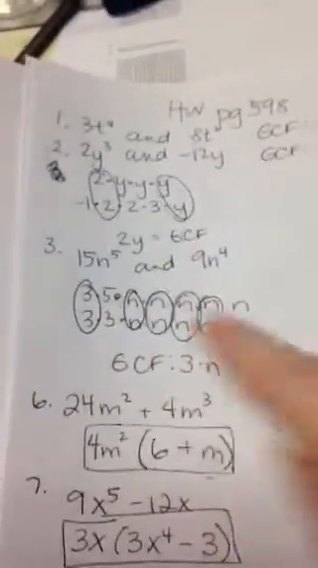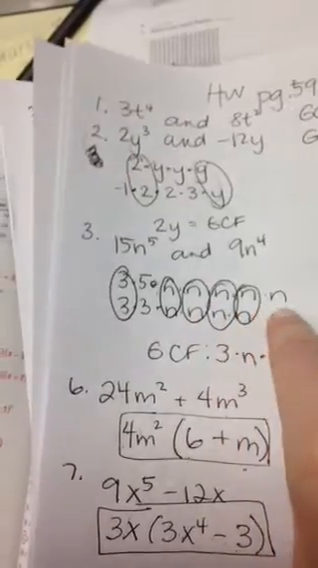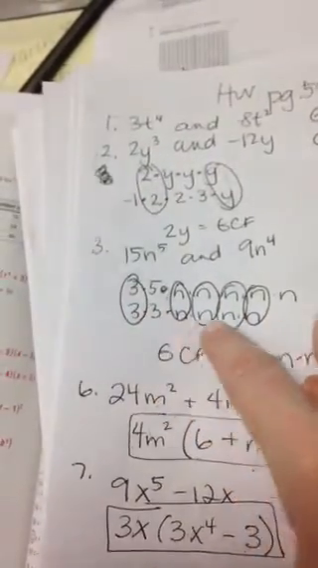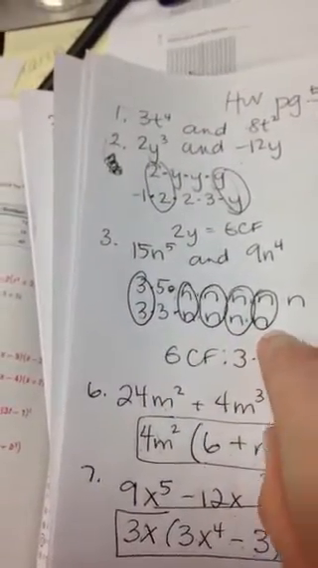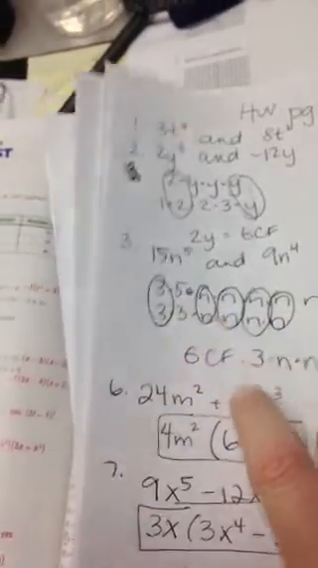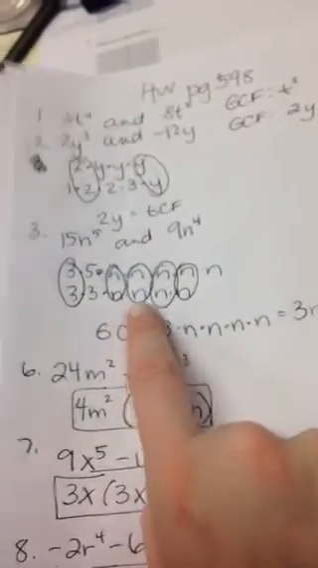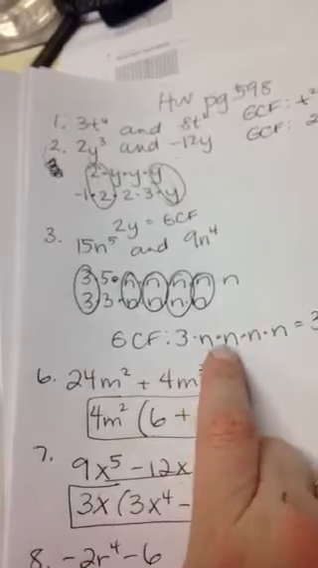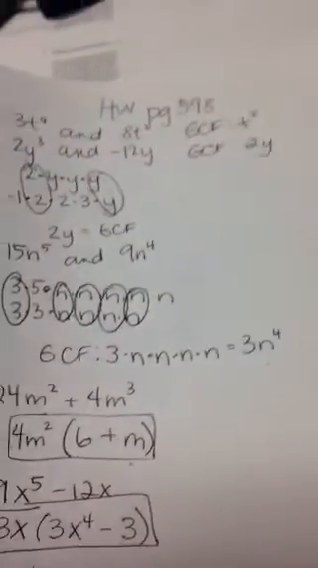Did the same thing on number 3, wrote that out for 15n to the 5th, and here this is 9n to the 4th. And I looked to see they both have a 3 in common, so that's part of the GCF, and then they had 4 of these in common. So n times n times n times n. So your overall GCF for that one would be 3n to the 4th.